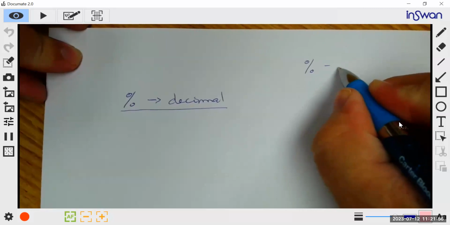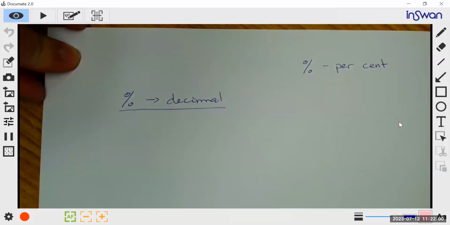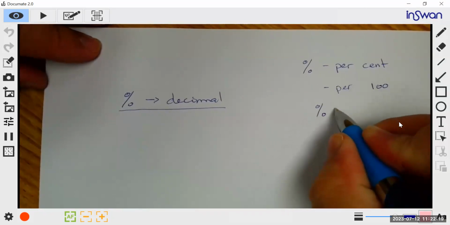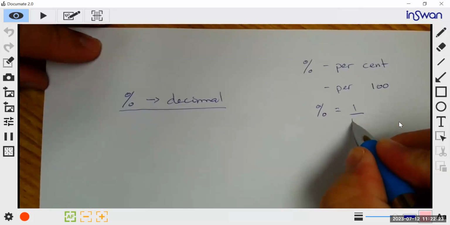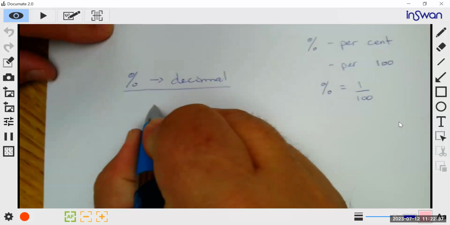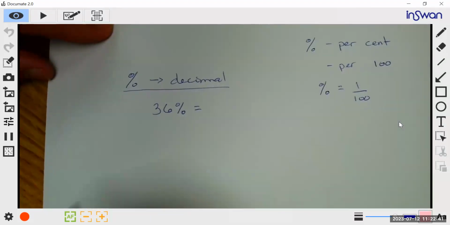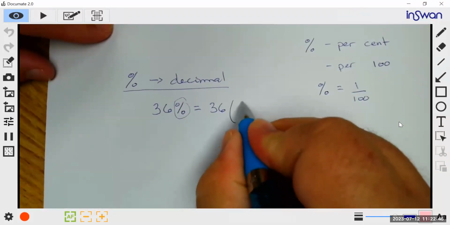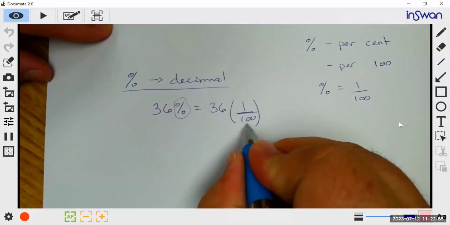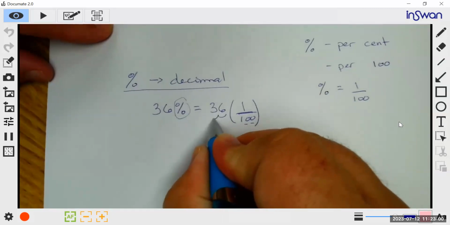So this symbol means percent. A dollar is made up of how many cents? So it means per 100. So the symbol percent is the same thing as 1/100. Remember, the percent symbol is the same thing as 1/100. So since I divide it by 100, the number of zeros tells me the number of decimal places I move my decimal to the left.